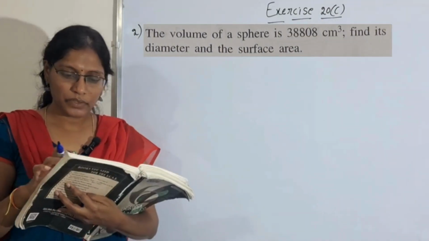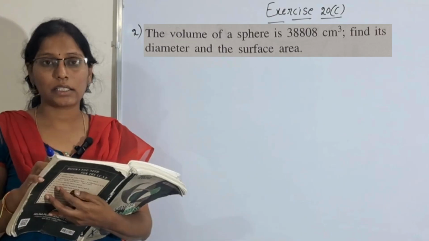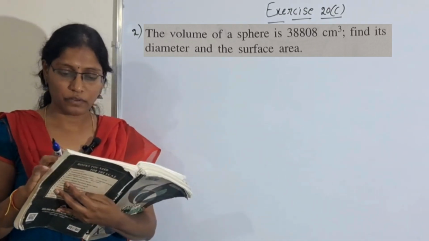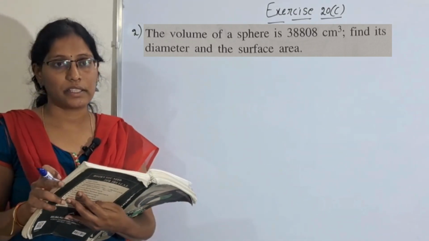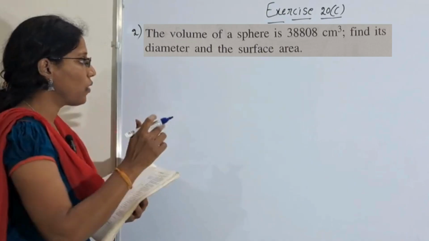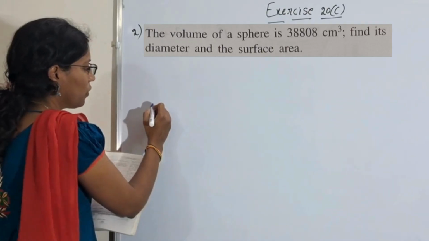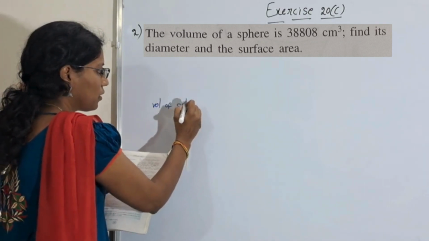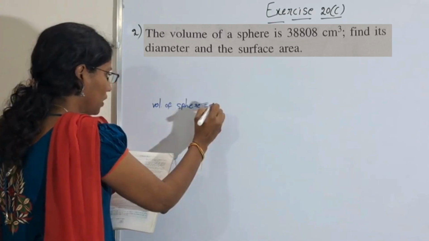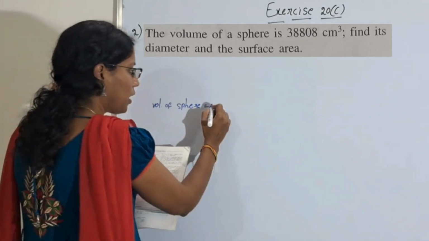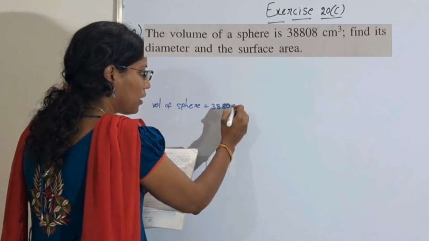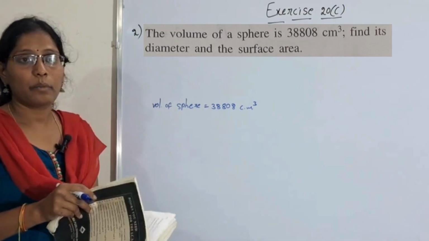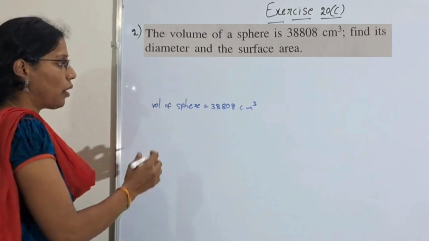Next, problem number 2. In this problem, the volume of a sphere is 38,808 centimeter cube. Find its diameter and surface area of the sphere. First, write what is given. Volume of sphere is equal to 38,808 centimeter cube. Diameter and surface area, both we have to find out.